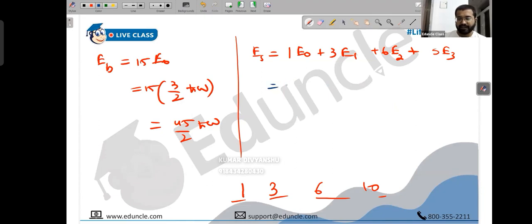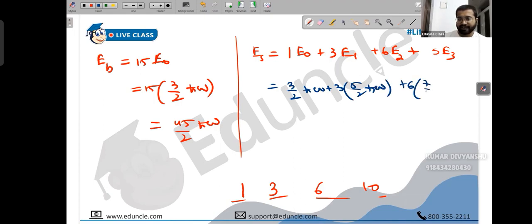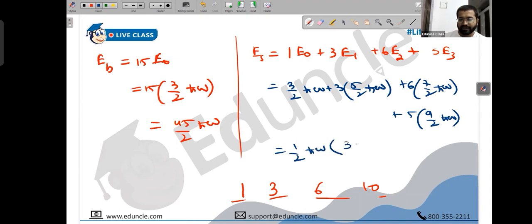So what we have as our answer would be E0, that is 3 by 2 h cross omega, plus 3 into 5 by 2 h cross omega, plus 6 into 7 by 2 h cross omega, plus 5 into 9 by 2 h cross omega. So let's take half h cross omega again common. We are left with 3 plus 5 3s are 15 plus 7 6s are 42 plus 5 9s are 45. So we have got half h cross omega into 45 plus 42, that's 87, plus 15, that's 102, plus 3, that's 105.